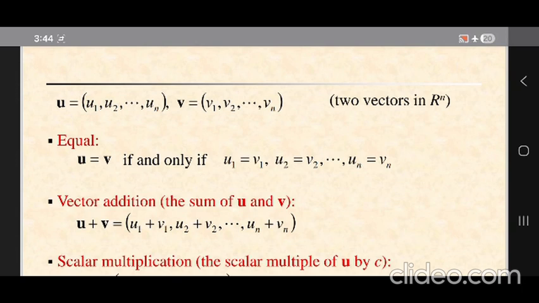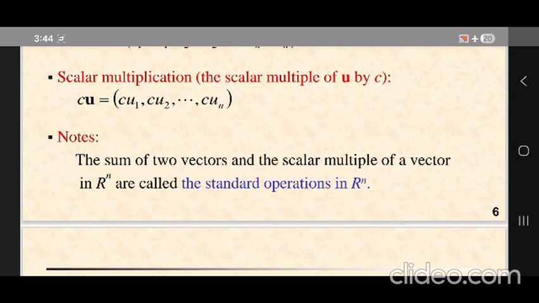The next one is vector addition. Two vectors added here: u plus v equals u1 plus v1 for the first element, u2 plus v2 for the second, etc., and the last one is un plus vn. Next, scalar multiplication: Cu equals Cu1, Cu2, etc., Cun, where C is a scalar. Note: the sum of two vectors and the scalar multiple of a vector in R power n are called the standard operations in R power n.